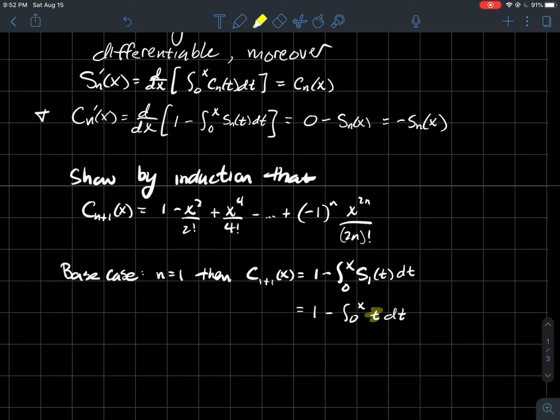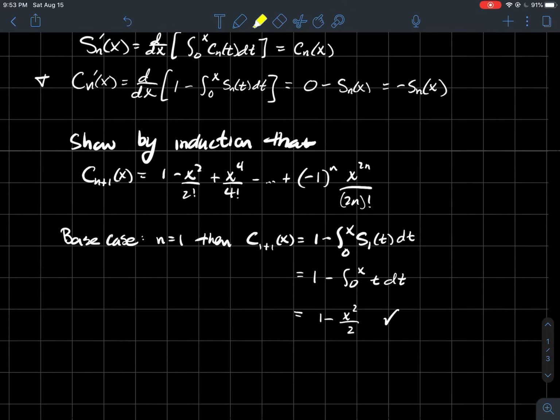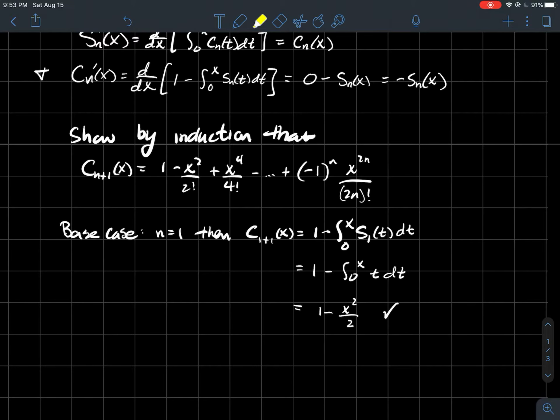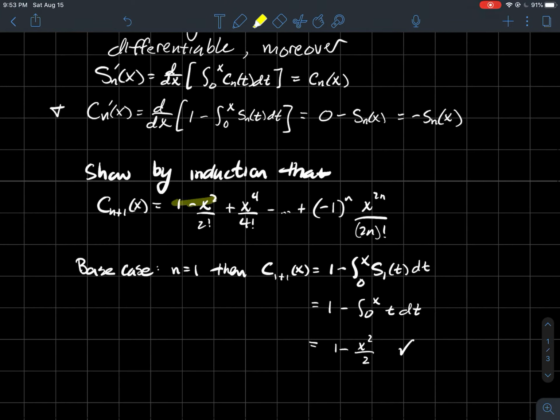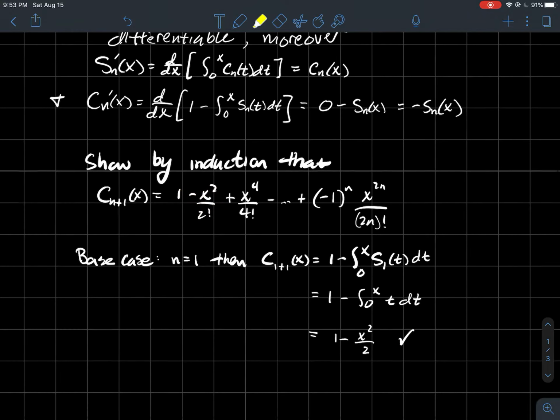When I do that integral, this would just be t squared over 2, and then when I plug in f of b minus f of a, the fundamental theorem of calculus, you just get x squared over 2 for this integral. So 1 minus x squared over 2, which of course, if I look at what I'm trying to show, yeah, that's the first two terms here. So we're golden, hence the check mark. Okay, base case is good.